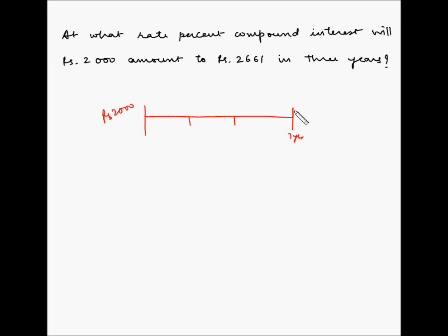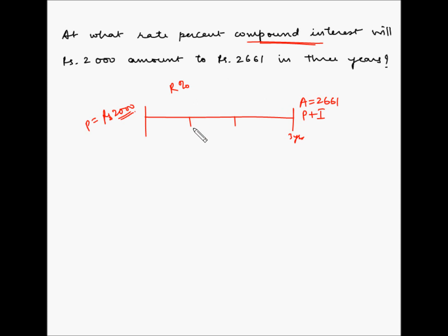Now at the end of the tenure, the total amount is equal to 2661, which includes the principal P, and the interest gained over these 3 years. Now we have to find out what is the rate percent per annum so that an amount of 2000 rupees becomes 2661 at the end of 3 years. Now this is compound interest.